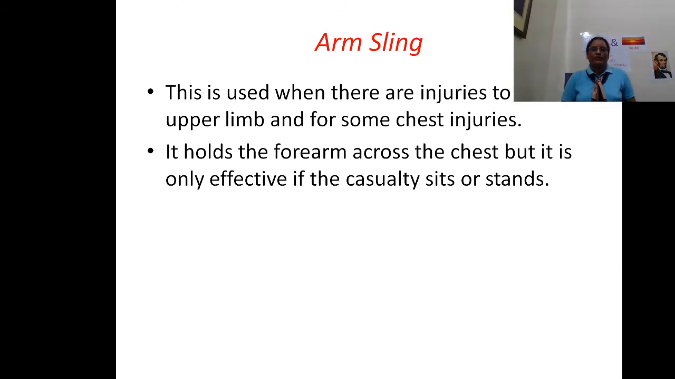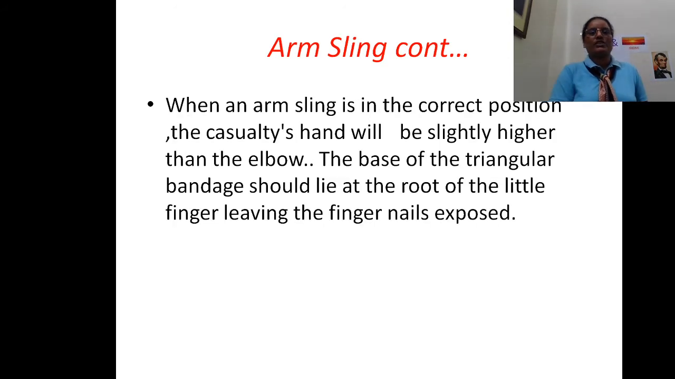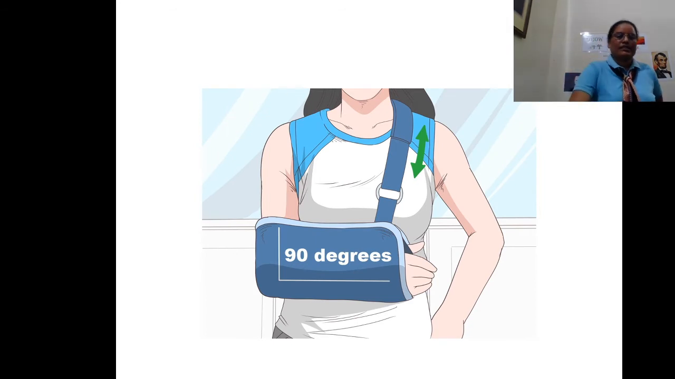When we apply the sling to the patient, to the casualty, he or she should be in a sitting or standing position. When an arm sling is in the correct position, the casualty's hand will be slightly higher than the elbow. The base of the triangular bandage should lie at the root of the little finger, leaving the fingernail exposed. The fingernail is exposed so that we can check the circulation. In the previous lecture, you learned the parts of the triangular bandage. This is the arm sling.